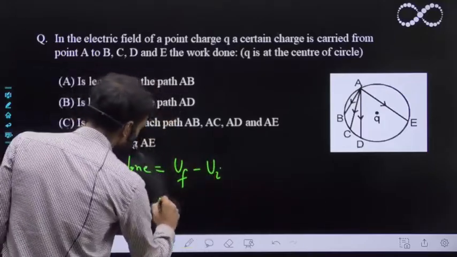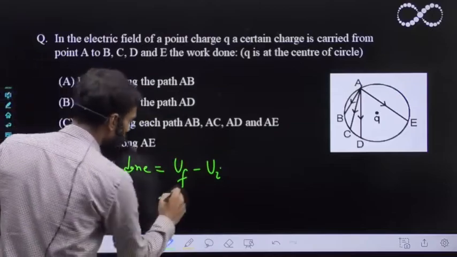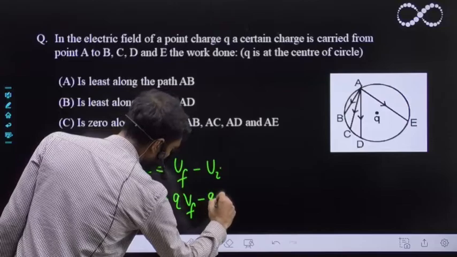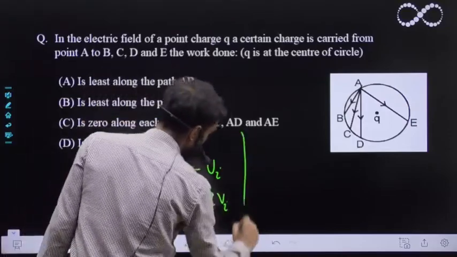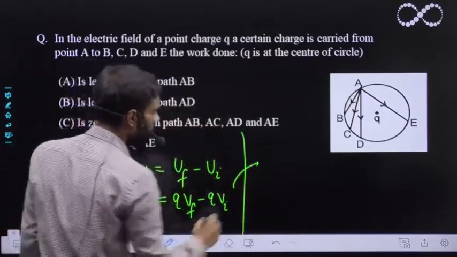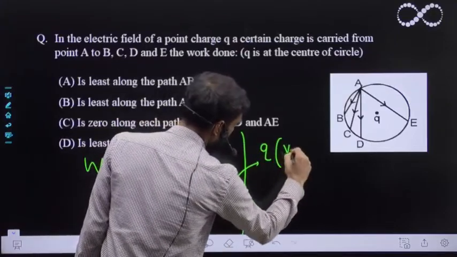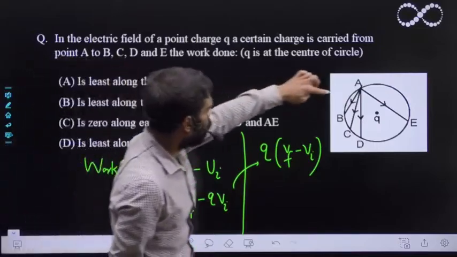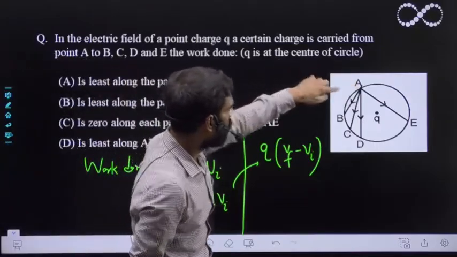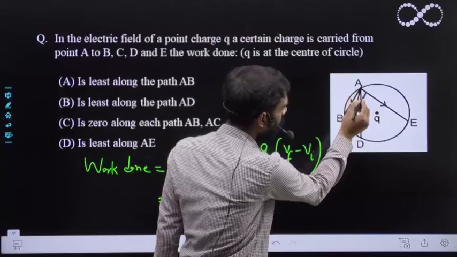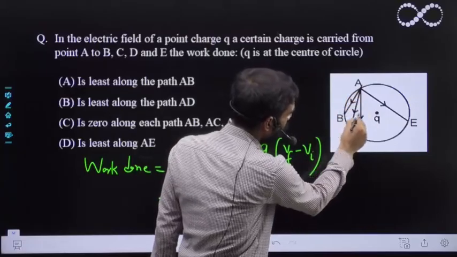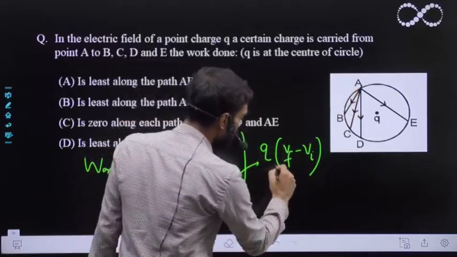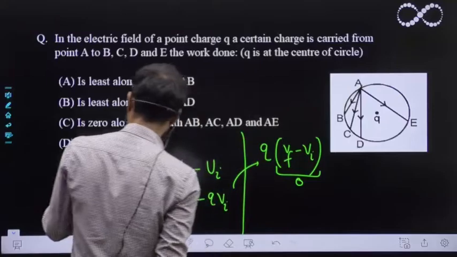So from here I can say the potential energy is equal to charge into potential, so that is q into V final minus q into V initial. Okay. So from here I will say the q can be taken as common, and that becomes V final minus V initial. Now you can see from here that if you take along A and B, the potential will be same because the point A is at a distance of r and point B is also at a distance of r. So A and B are equipotential points. So this will be 0 for A and B. So work done will be 0.